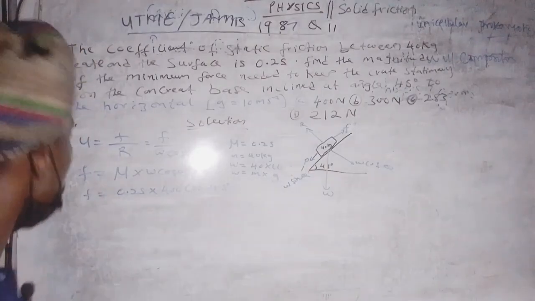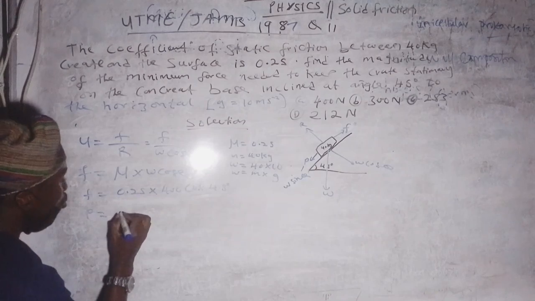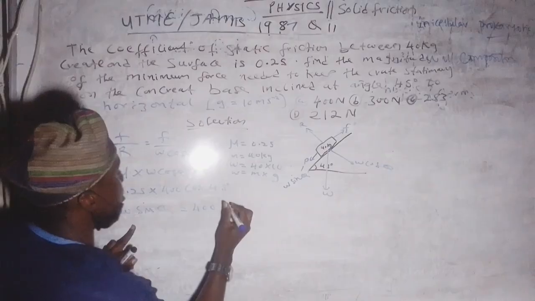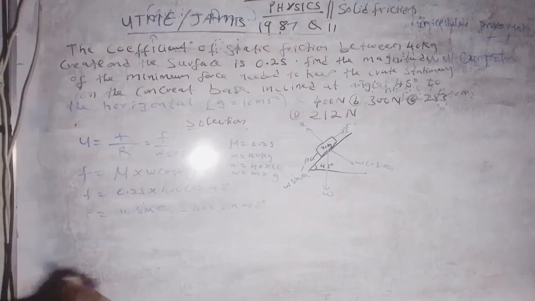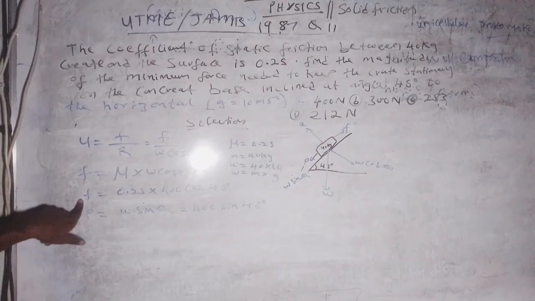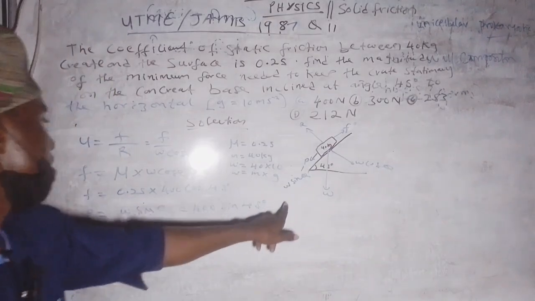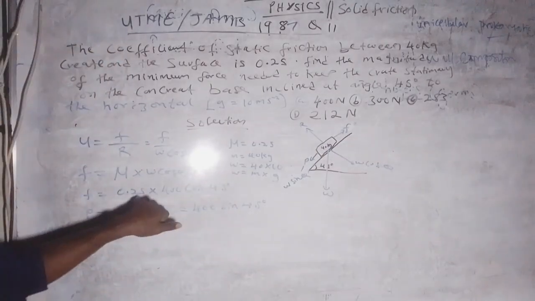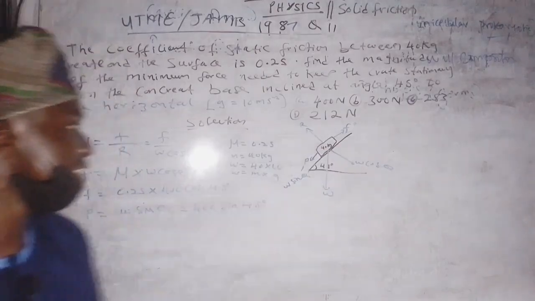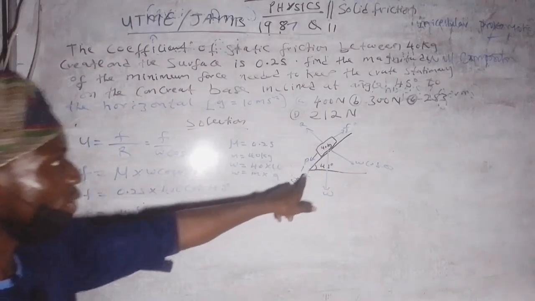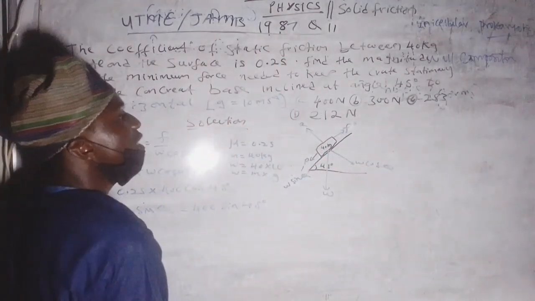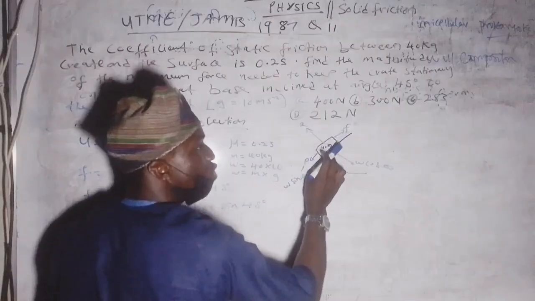What is our apply force before? Our apply force P will be equal to W sine theta, which is 400 sine 45 degrees. Do you understand? So the applied force that was acting on it is 400 sine 45 degrees. The friction that was resisting it is 0.25 times 400 cos 45 degrees. But this thing is still trying to fall. So they now ask what minimum force we will require to hold this thing not to fall again. That is, we need more friction to hold this thing.